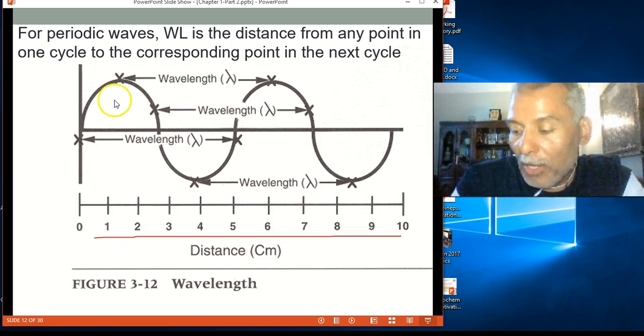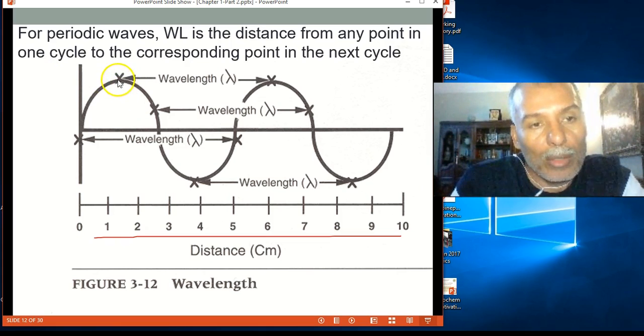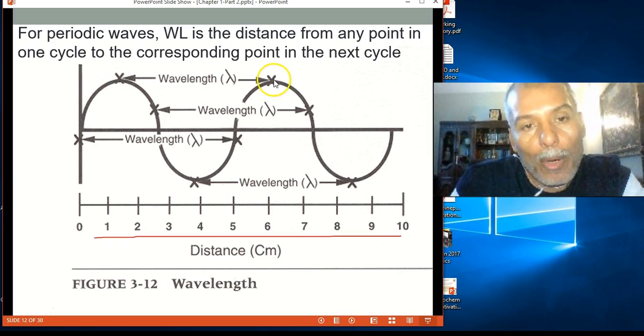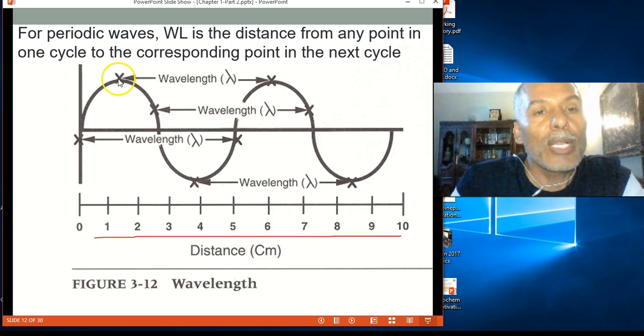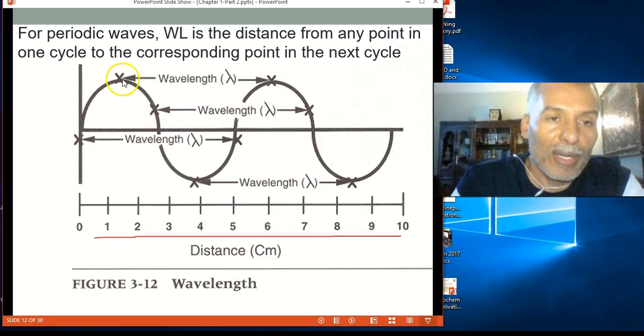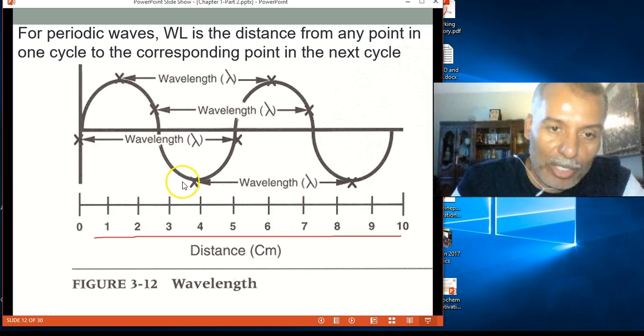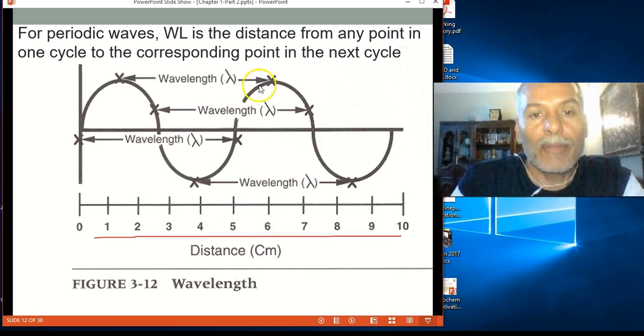If you go to the very top of the compression of the first wave, and you go to the top of the compression of the second wave, and then you bring a measure from here, go down, and measure all of this way, that is going to give you a single wave. That's the length of a single wave.